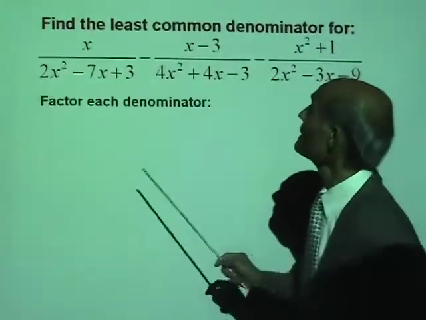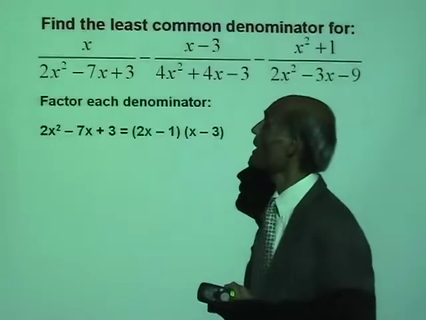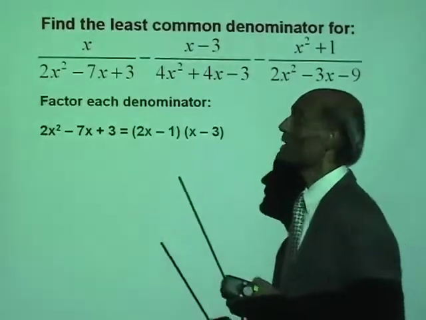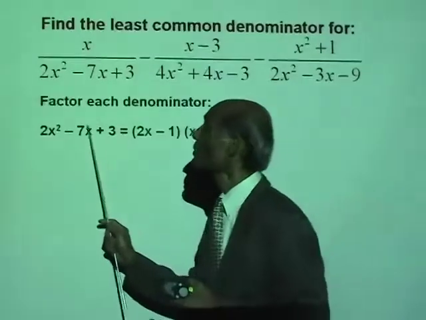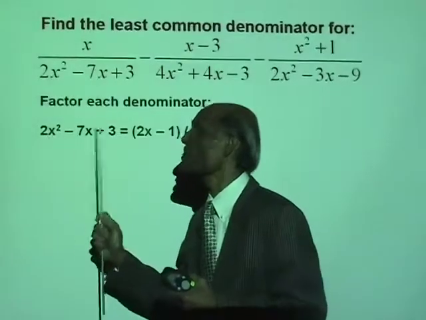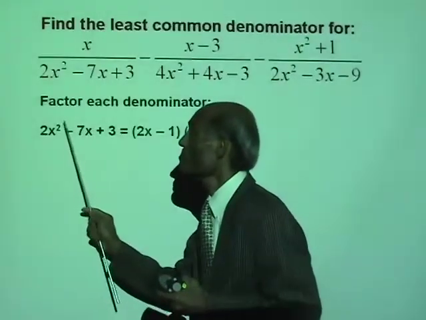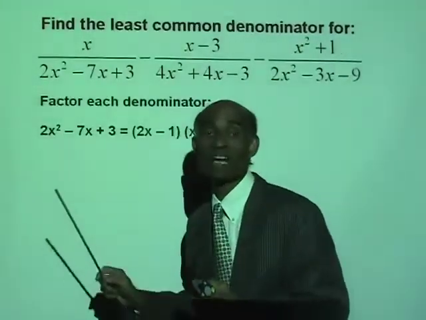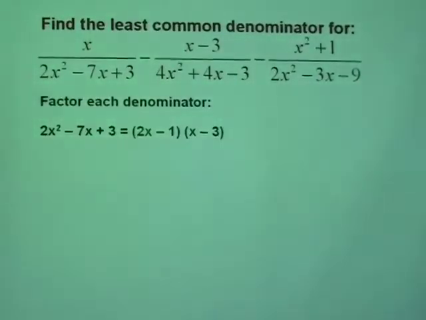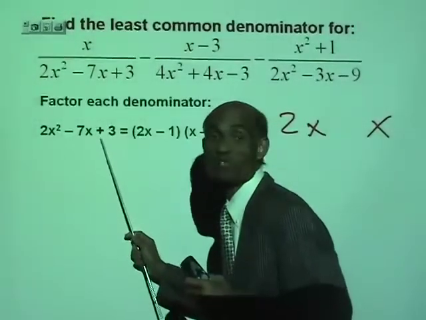Okay, let's start by factoring the first denominator. 2x squared minus 7x plus 3. Well, if you notice here, the way I would look at it, 3 times 2 is 6. 6 plus 1 is 7. That means 2x squared is factored as 2x times x, like this. 2x squared is 2x times x. And positive 3. By now this must be very, very clear to you.